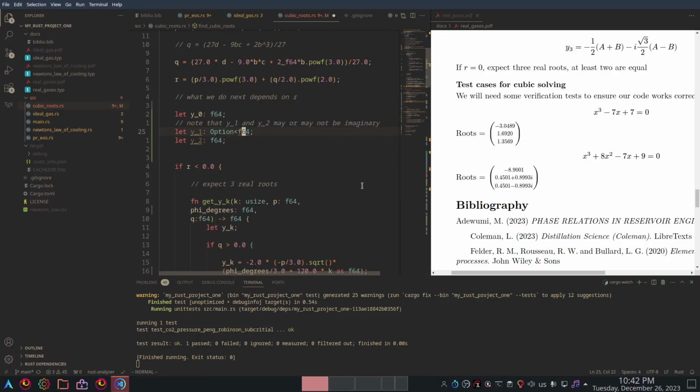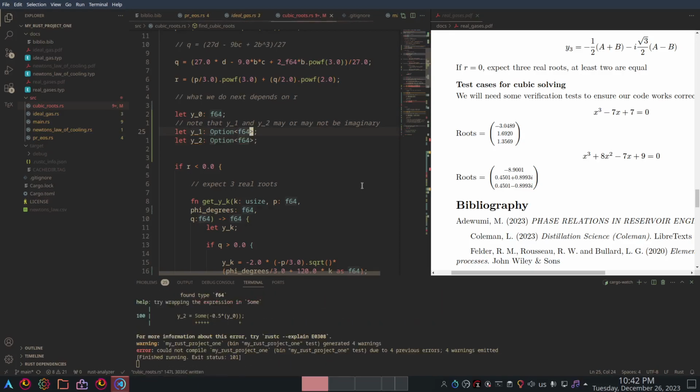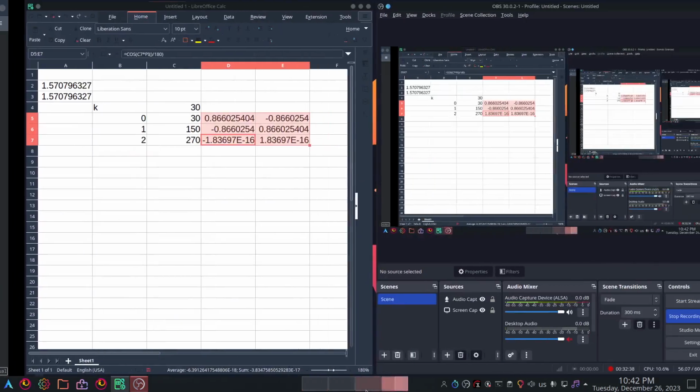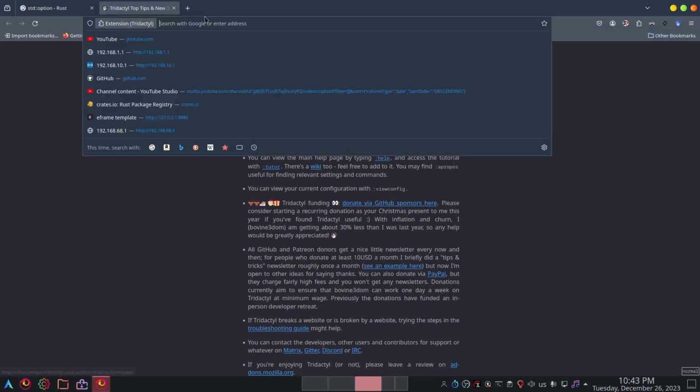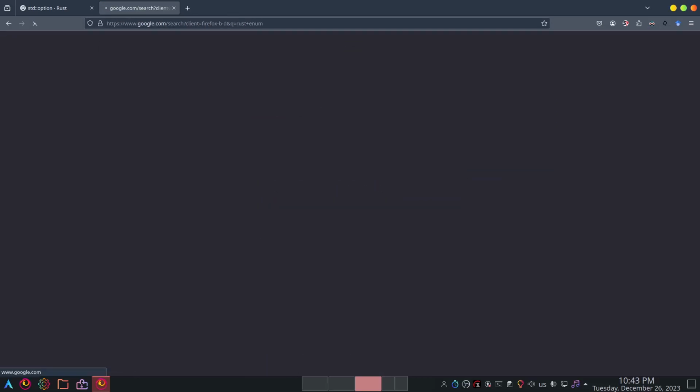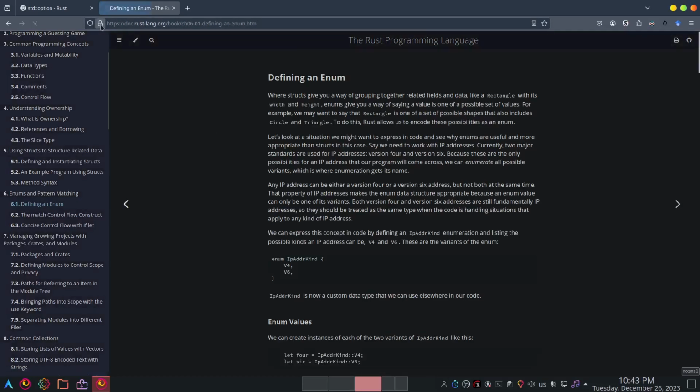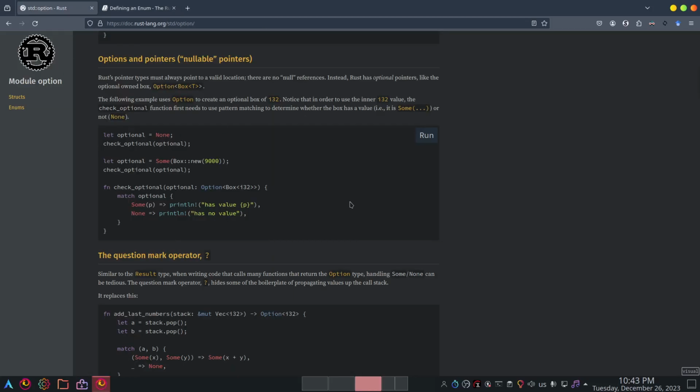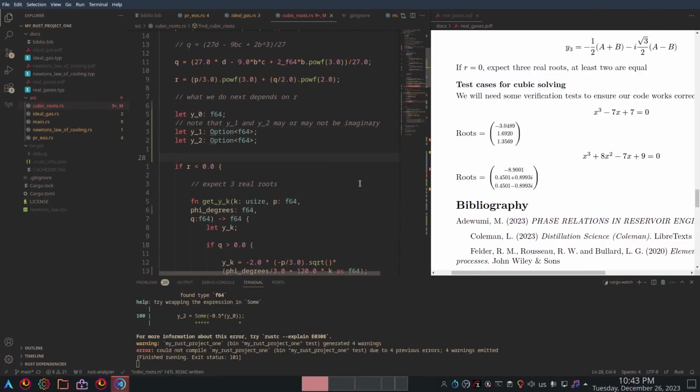So to express the fact that sometimes y1 exists and sometimes it doesn't, we use this Option enum. An enum is what we call an enumerator. This will be one of the first times you encounter a Rust enum. An Option is just one type of enum. It's kind of abstract for now, so let me try to finish this up.